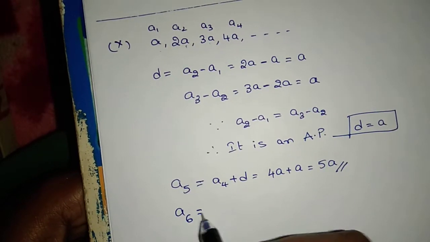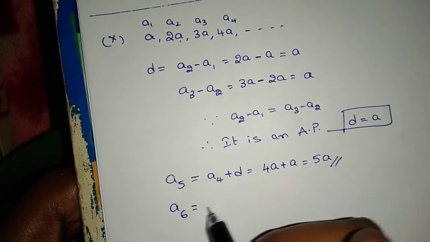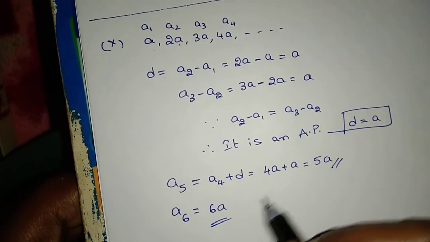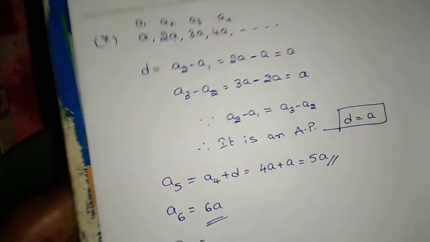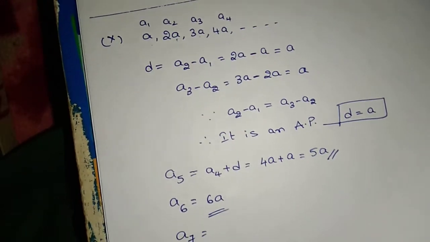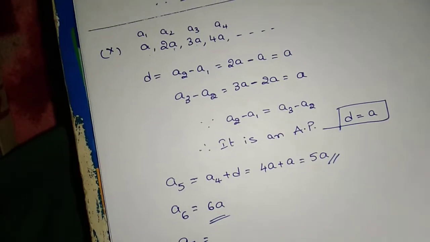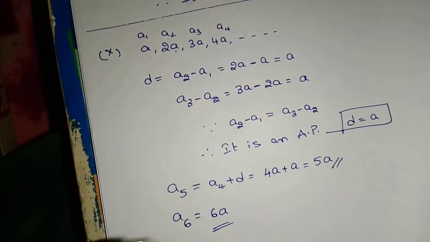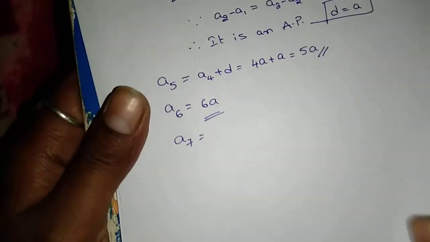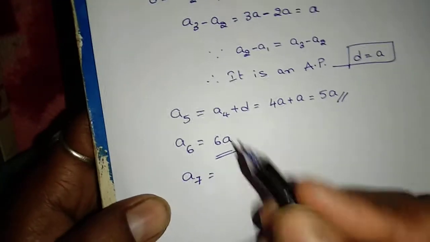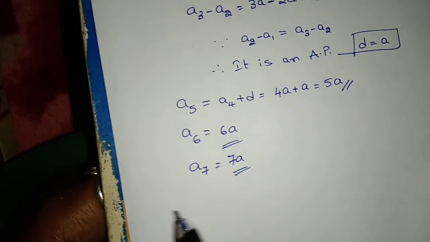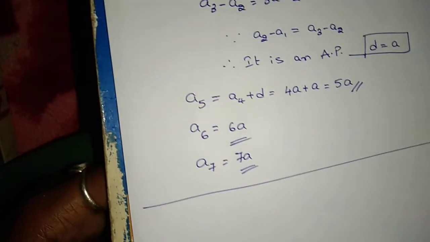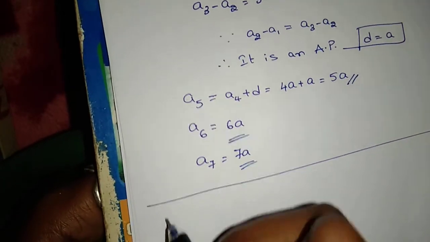Is it necessary to do a6 and a7? No. We can write directly. What is the a6 value? 6a. What is the a7 value? 7a. That's all. The problem is completed. Easy problems, but they will give them in the exam for 2 marks.